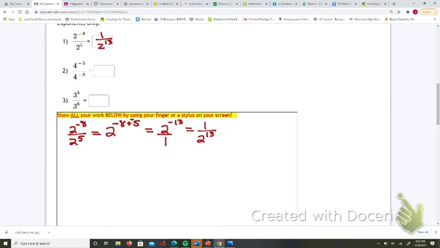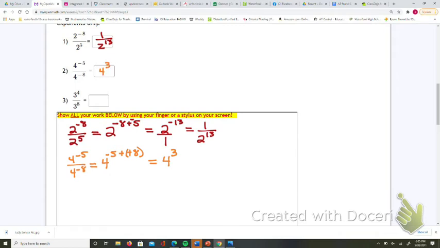Number 2, we have 4 to the negative 5 over 4 to the negative 8, which equals 4 to the negative 5 minus negative 8. Okay, now remember minus negative becomes plus positive. So I have negative 5 plus 8. I have 5 negatives and 8 positives. If I have both positives and negatives, I subtract. So I have 3. 8 minus 5 is 3. The 8 is the bigger number and it's positive. So there's my answer. Notice I don't need to do the reciprocal because I got a positive exponent. 4 to the third.